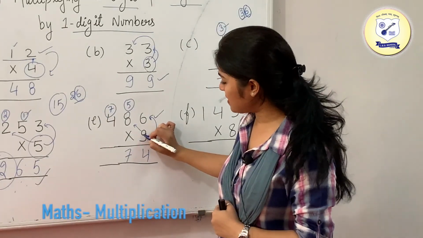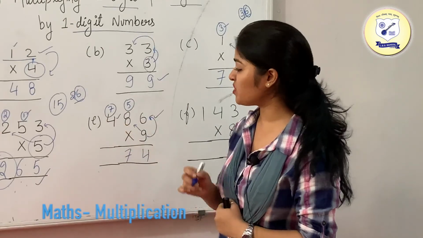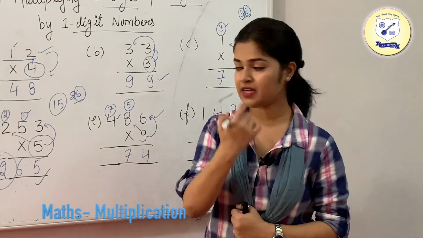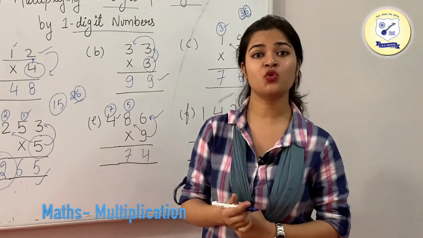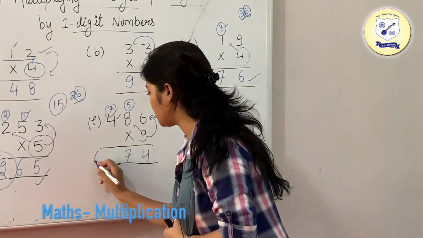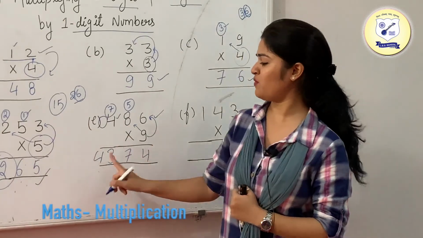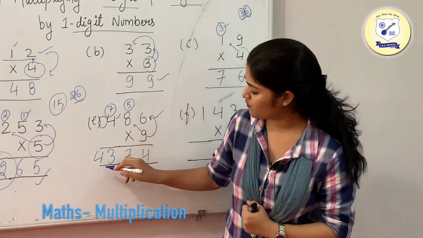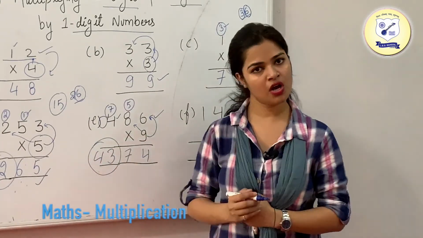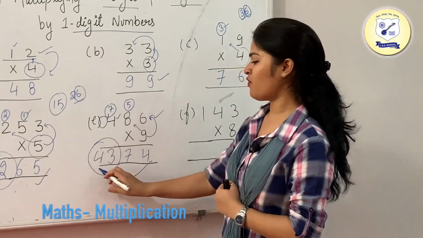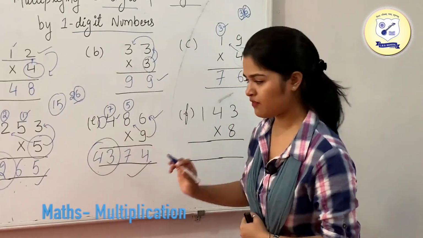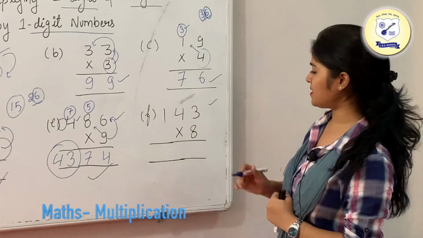Now just multiply this 9 with the hundreds place number, which is your 4. So 9 4s are 36. 36 plus 7 is going to be your 43. Since we are not having any number over here, we won't transfer this 4 as your carry. So we will write the whole 43 number in your answer. So your answer is 4374.